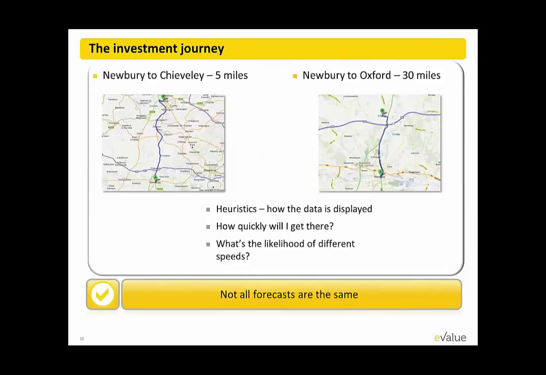So the example I'm going to be using today is around a journey. Two journeys here, Newbury to Cheveley, which is 5 miles, and Newbury to Oxford, which is 30 miles. So the 5 miles is equivalent to 5 years, 30 miles equivalent to 30 years. The question is, how long will it take for me to get there? What you'd expect is that the range of potential times for a shorter journey is actually a lot less than the range of returns you might get for a longer journey, such as that 30-mile one.